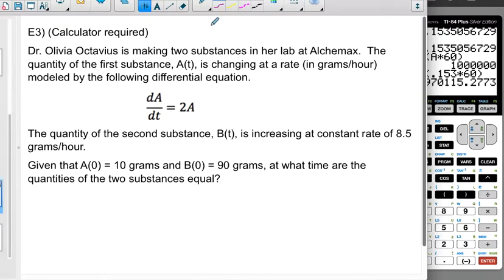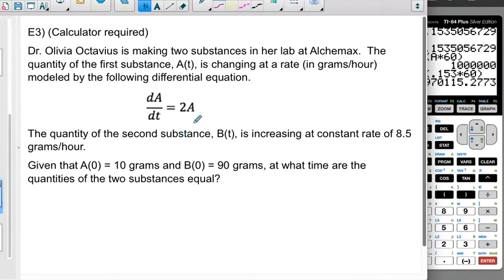So Dr. Olivia Octavius, Liv to her friends but Doc Ock to her enemies, is making 2 substances in her lab at Alchemex. The quantity of the first substance, A of t, is changing at a rate in grams per hour modeled by this differential equation. The quantity of the second substance, B of t, is increasing at a constant rate of 8.5 grams per hour. Given that we know A of 0 is 10 grams and B of 0 is 90 grams, at what time are the quantities of the 2 substances equal?